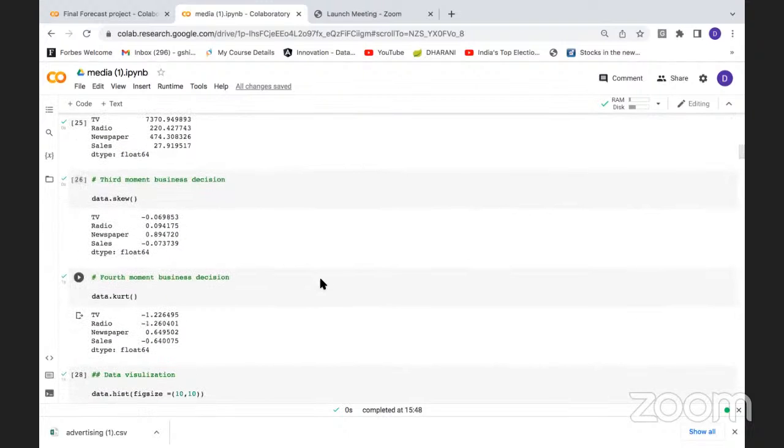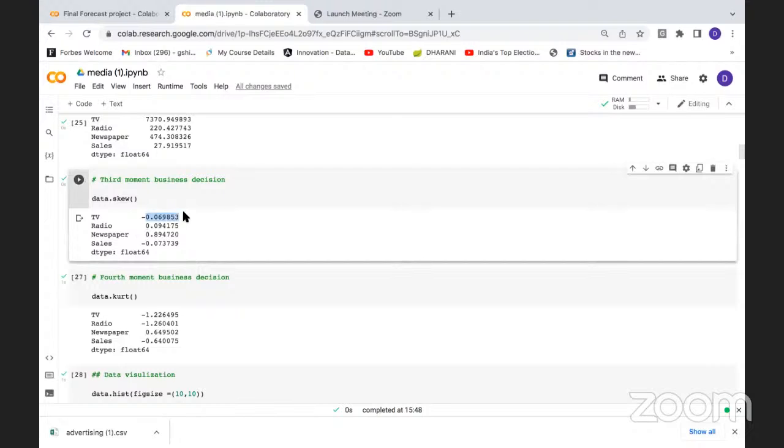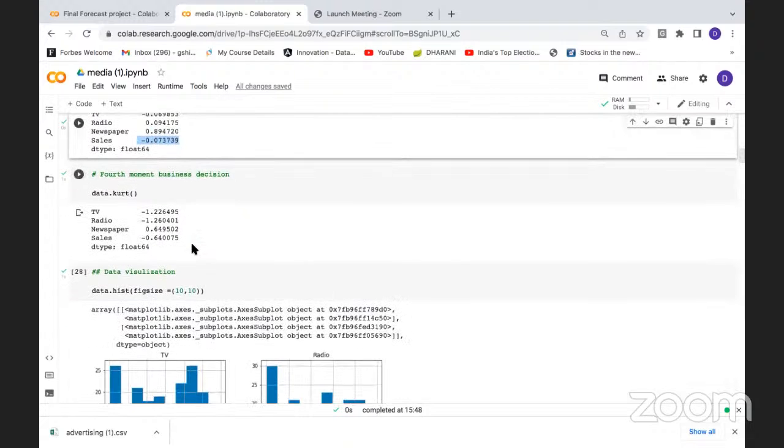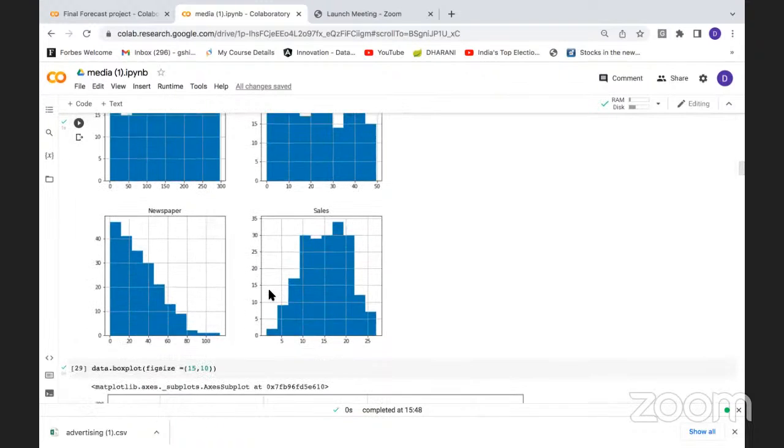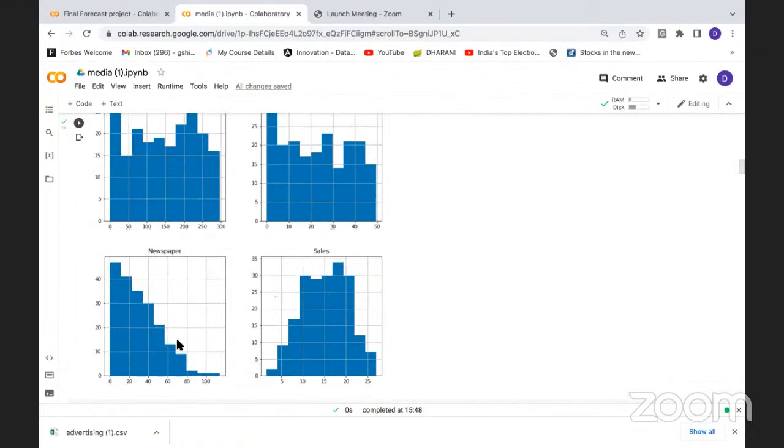Then, because it is continuous data, you have to check for skewness also. TV has a negative skew, radio has a positive skew, and newspaper is also positive. Sales is not required because it is an output. And you can get kurtosis done here too. See here, newspaper is totally skewed. Maybe there are outliers here.